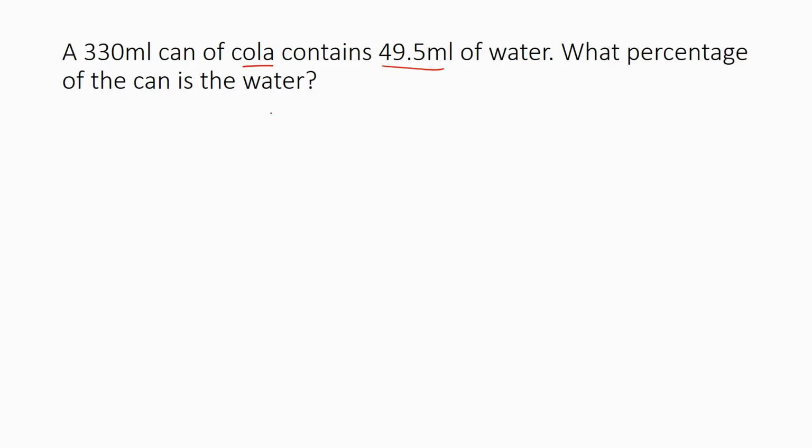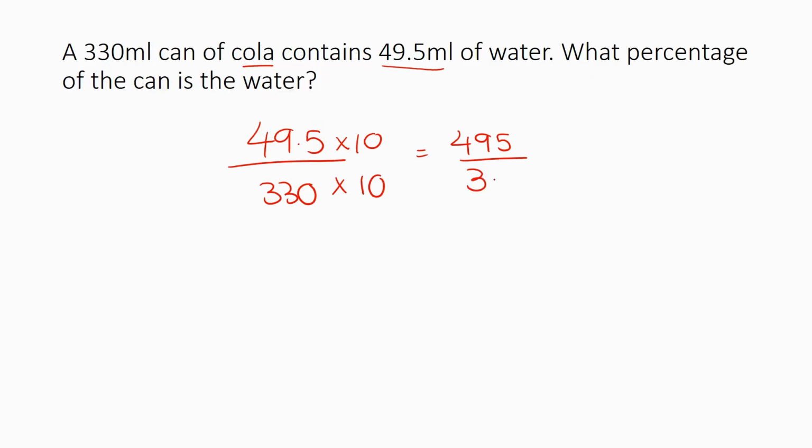So that's the part, 49.5, and that's our total, 330 ml. Right, when there is a decimal, please do not panic. Think about it. We know how to get rid of a decimal: if there is one decimal place, we times it by 10. And whatever operation you do on the numerator, you have to do the same operation on the denominator. This is going to be 495 divided by 3300. So basically 3,300. Right.